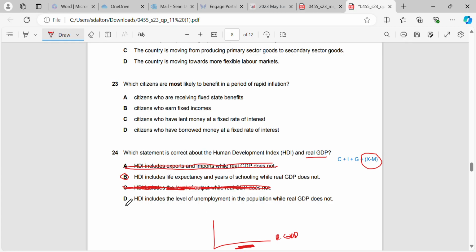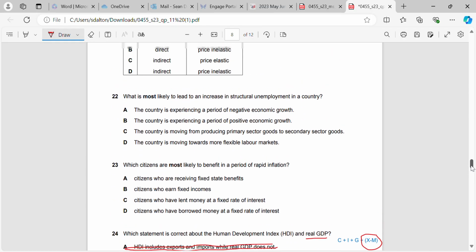And HDI includes the level of unemployment in the population while real GDP does not. Again, that is not true. HDI does not include the level of unemployment. So, correct answer is B. HDI includes life expectancy and years of schooling. Real GDP does not.